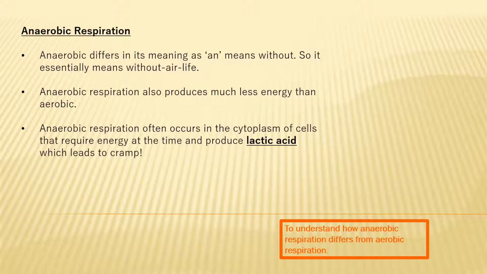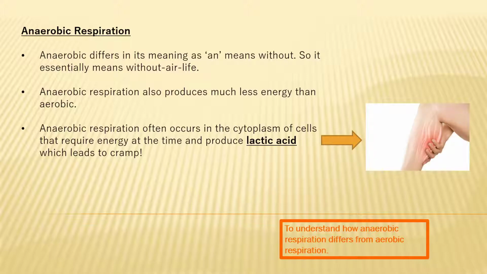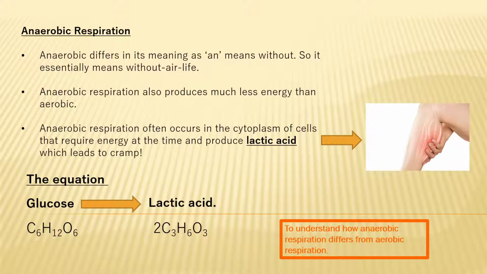Anaerobic respiration occurs in the cytoplasm of cells that require the energy at the time and produces lactic acid, which can lead to cramps. Now if you've experienced cramps, you know that they can be quite painful. Thankfully, the equation for anaerobic respiration is much simpler. We're still using glucose, our sugar, but we're just simply producing lactic acid. Again, the equation has been balanced.